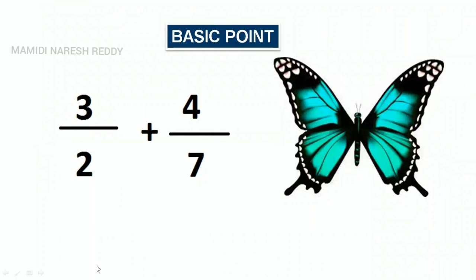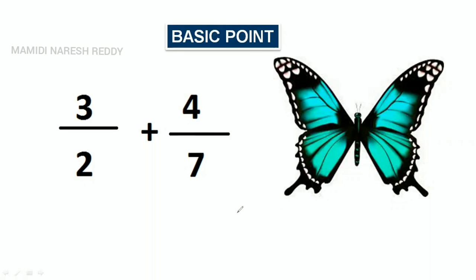This is one example: 3 by 2 plus 4 by 7. How can we add these two fractions by using this butterfly method? It's a very simple method and also a very attractive method, my friends. Now let us see what the method is. Step by step, I am going to teach you. So please listen carefully.